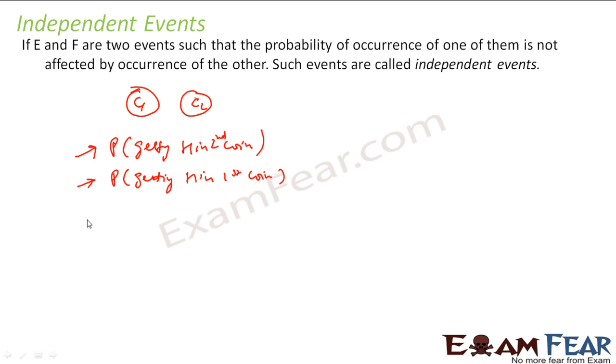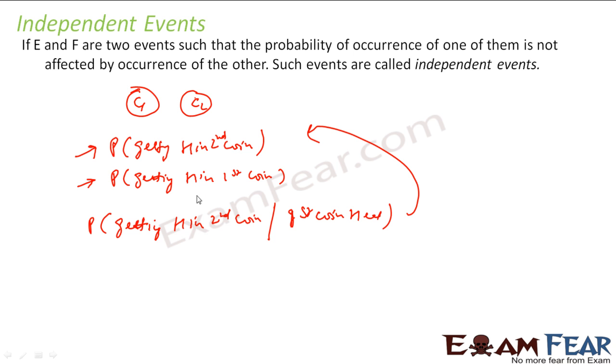If you want to write conditional probability here, the probability of getting head in the second coin, given, let's suppose, that the first coin is head, is as good as the probability of getting head in the second coin alone. It doesn't matter. So these two are independent events because their occurrences are totally independent. Getting heads in the first coin and getting heads in the second coin, both are independent, even if you're throwing one coin twice. Whatever you get in the first and whatever you get in the second, they don't matter to each other.